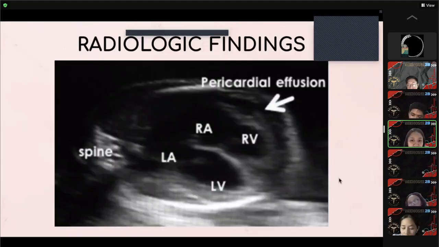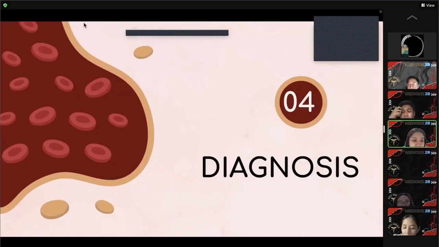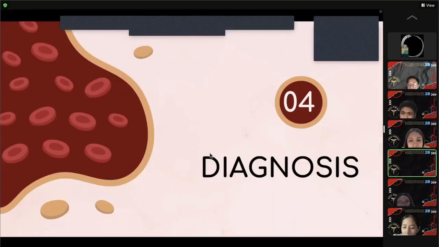So for the ultrasound done 4 days later at the 29th week of gestation, it shows progression of fetal ascites as shown by the increased anechoic fluid in the fetal abdomen. Next slide po. So next po is for the diagnosis.